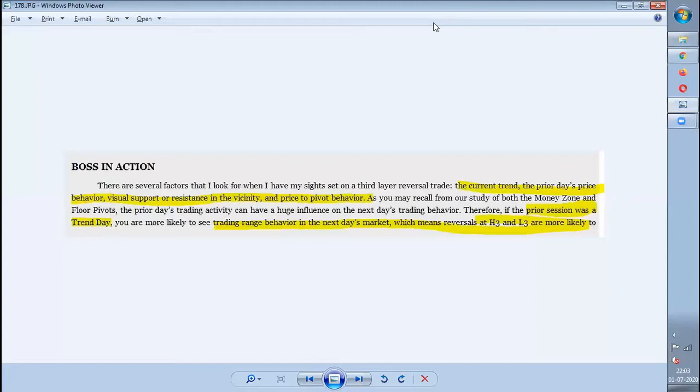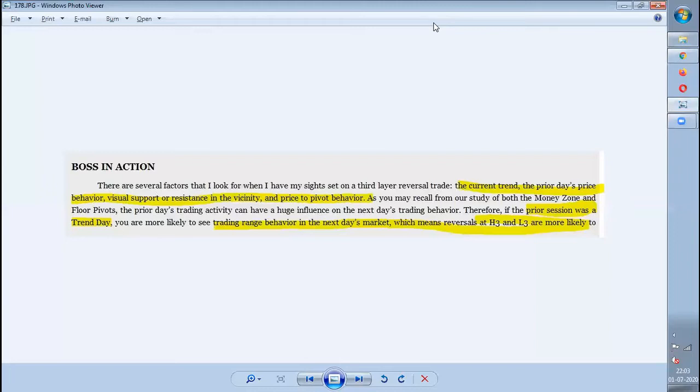Now moving into this, what Pivot Boss does before entering into a trade based on Camarilla is, he used to check the current trend, whether it is an uptrend or a downtrend. Then he checks how the previous day's price range has happened, whether it has traded in a narrow range or whether it has had a very big move and was trending. He will also check the support and resistance, which he can easily understand just by seeing the chart.